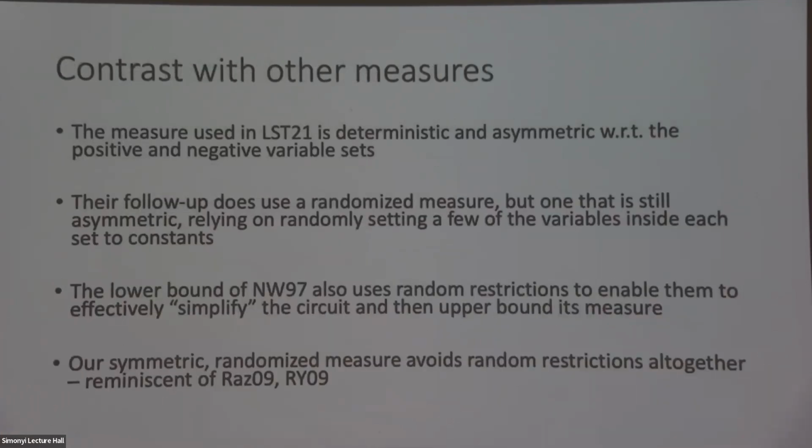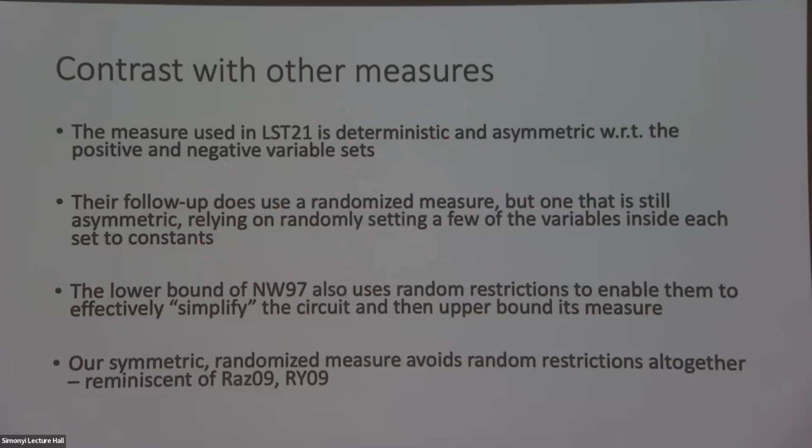And again, this is the measure using the LST1 was deterministic, a similar measure for set multilinear polynomials, but they didn't have a random partition into two sets. It was deterministic, and they played with sizes of the different sets of variables to get their bound. And then they had a follow-up work which used a randomized measure, but it's a variation on our measure.